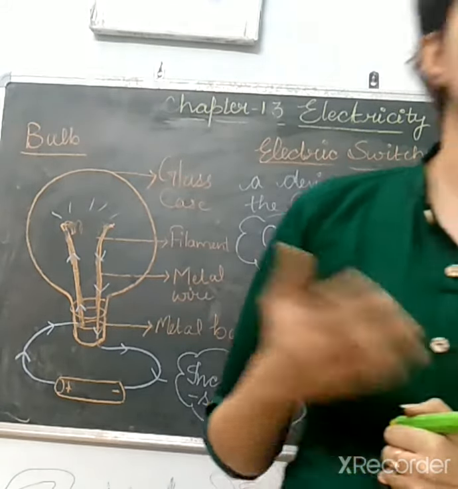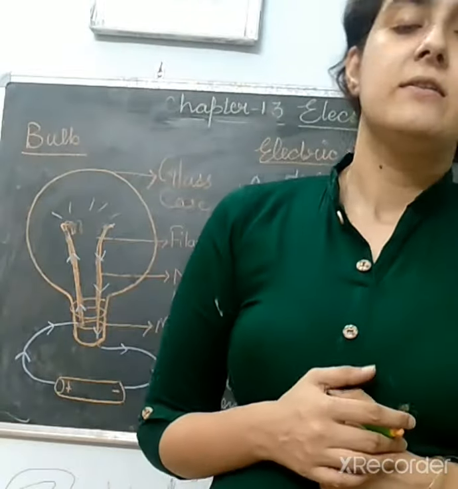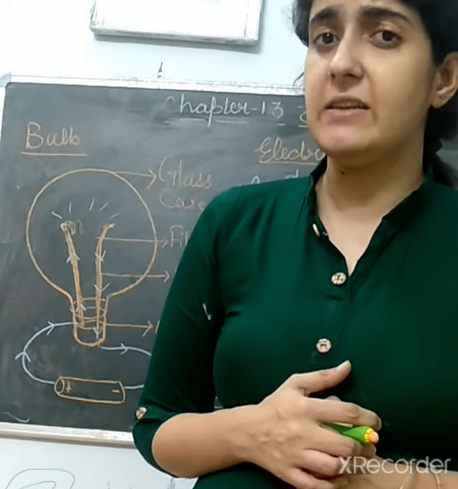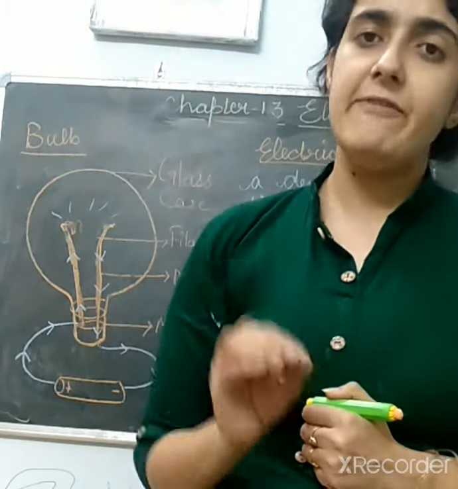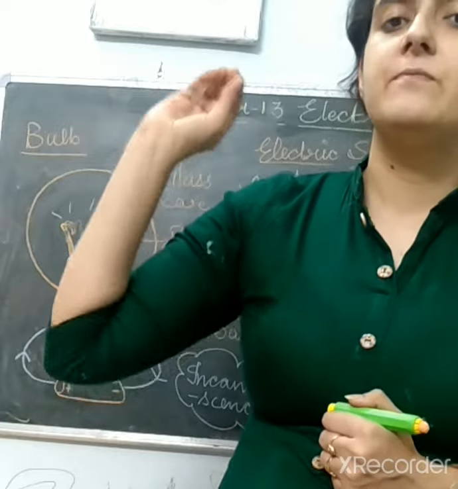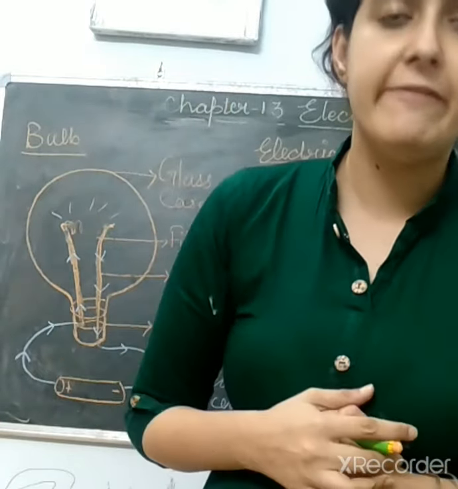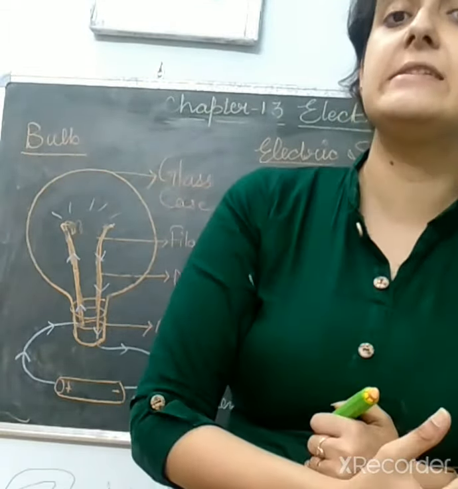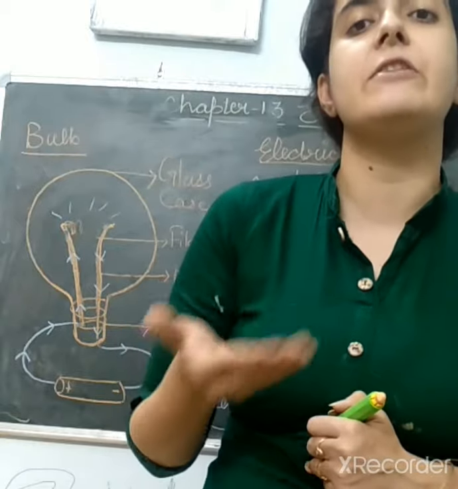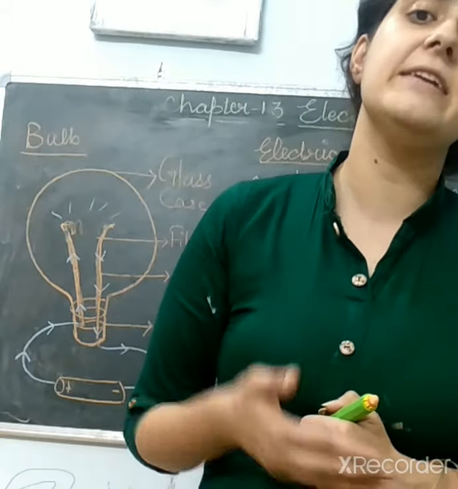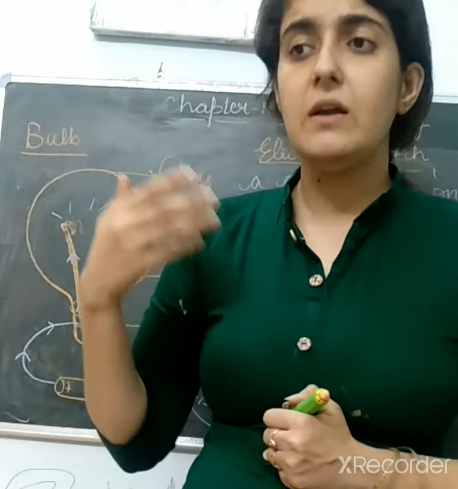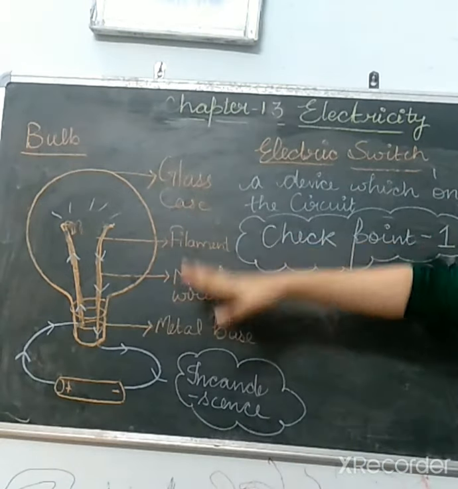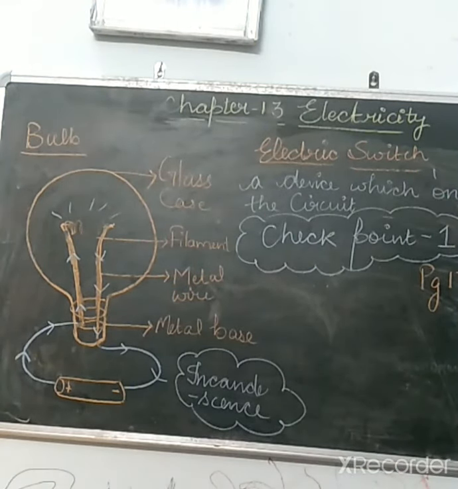But nowadays we are using CFL, we are using LED. Now do we call it incandescent? Do we call the phenomenon incandescent? No. In CFL basically the bulb doesn't glow because of the heating of any filament. It glows because there is a certain gas present inside the CFL that gets excited when it receives the current, and whenever it gets excited it starts glowing, right? So I hope you have understood the structure of a bulb, right?